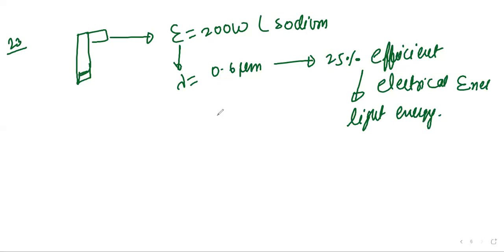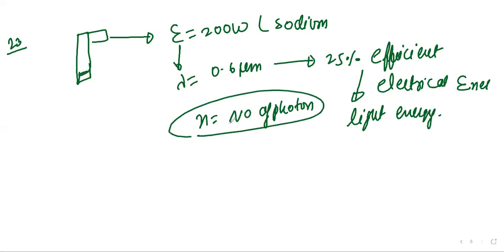The number of photons of yellow light it emits per second. So you have to find the number of photons, where n is the number of photons. Number of photons of yellow light it emits per second, so n by t you have to find.